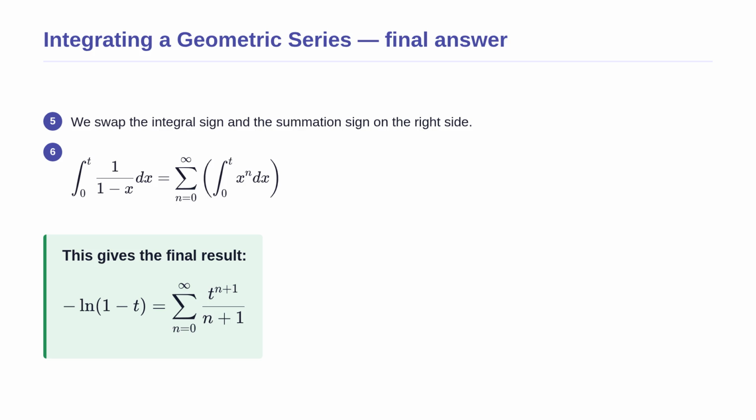Now, we will use the powerful property of the sum function we just learned. We will swap the integral sign and the summation sign on the right side of the equation. By moving the integral inside the infinite sum, the problem becomes incredibly easy. Instead of trying to integrate an infinite series all at once, we only have to integrate the simple power function x to the power of n.